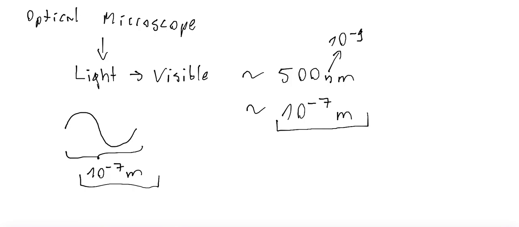So today I'm going to talk about the electron microscope, what the differences are, and what the physics of a typical electron microscope is. Okay, so the electron microscope is a little bit more advanced device, which uses not visible light but a stream of electrons. Okay, so what is the difference between a stream of electrons and visible light?